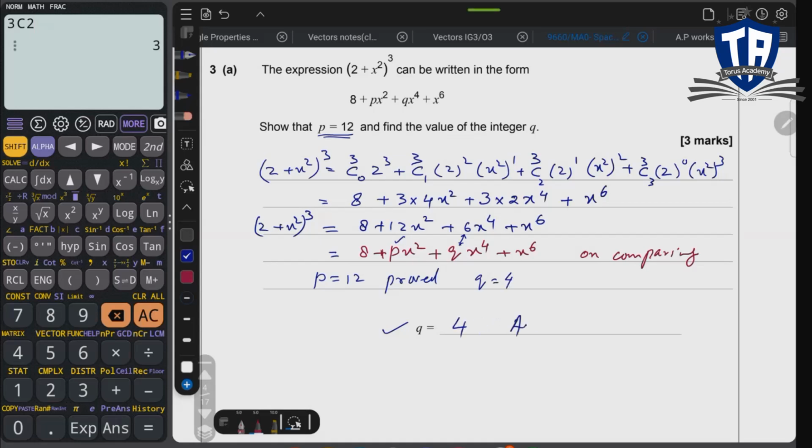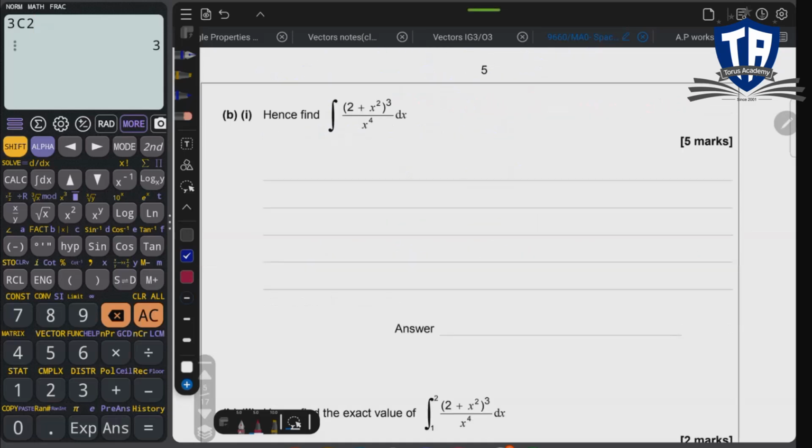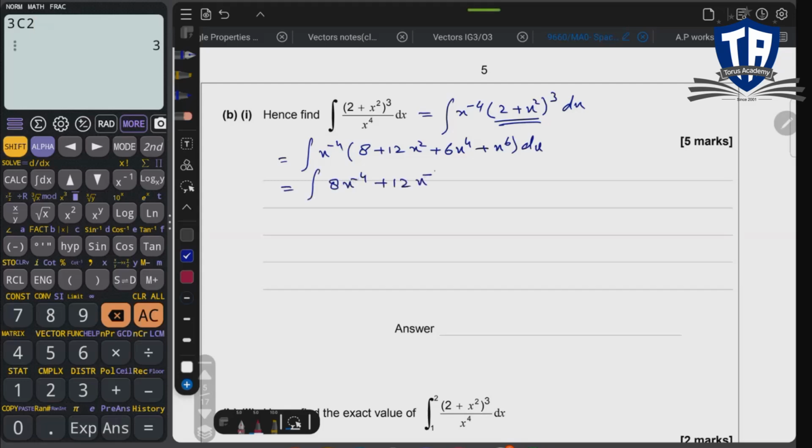This is it. The next part says the integration. In such integration, whenever you have the variable in the denominator, you bring it to the numerator: the integral of (2 plus x squared) whole power 3 dx. This is the term which we have expanded in the previous part. So we take the answer of that and write it here: 8 plus 12x squared plus 6x to the 4 plus x to the 6. We need a little simplification here. Now we need to integrate it.